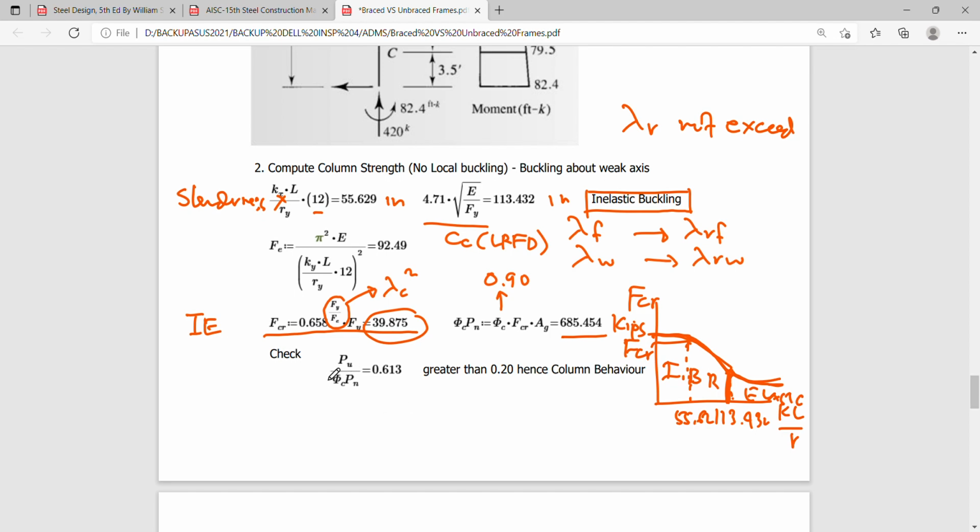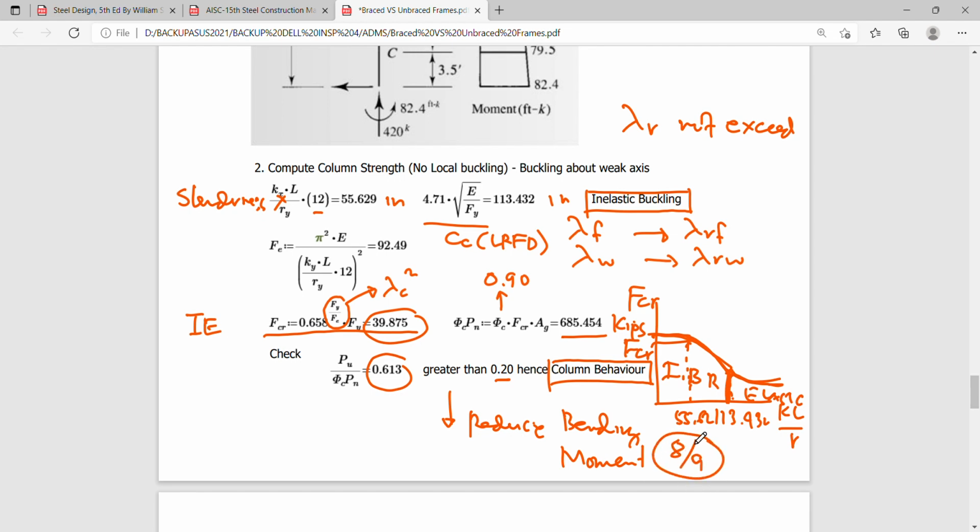Taking note that if we check now the ratio between Pu over phi Pn, which is 0.63, this is greater than 0.2. The column actually behaves more of a column rather than a beam. So the beam-column behaves more of a column than a beam. So in our interaction diagram, we will be reducing the bending moment later by a factor 8 over 9, as we have discussed in our beam-column concept.